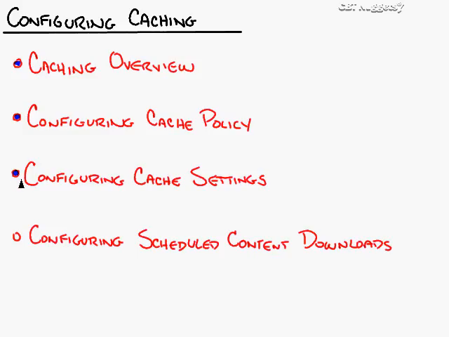We'll then get into the cache settings. Now you might be thinking, what's the difference between configuring a cache policy and cache settings? Well, when I think of the settings, I think of the advanced tweaks, the way to optimize caching in the most efficient method. Finally, we'll look at a feature that Microsoft has included in ISA server called scheduled content downloads. It allows you as an administrator to get proactive and tell ISA server to download content before maybe the rush of employees comes into the office.